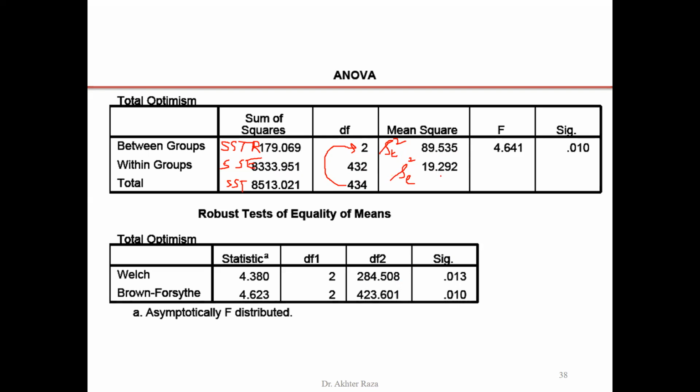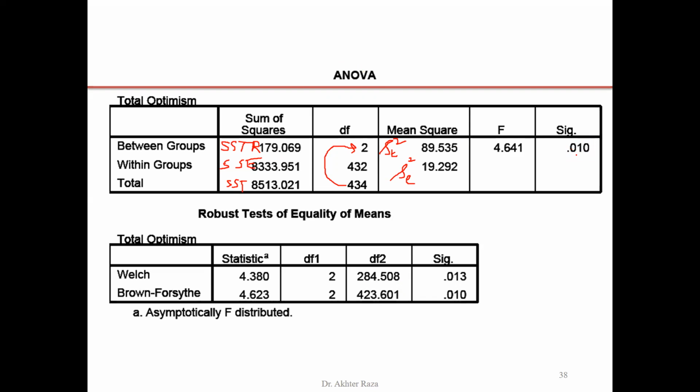89.5 divided by 19.29, we have this F statistic. If I look up this number in the F table with degrees of freedom 2 and 432, we have a p-value. This p-value is 0.010. This is an indication that the null hypothesis of equality of means is not true, because this p-value is smaller than 0.05. The null hypothesis of the equality of means is rejected.